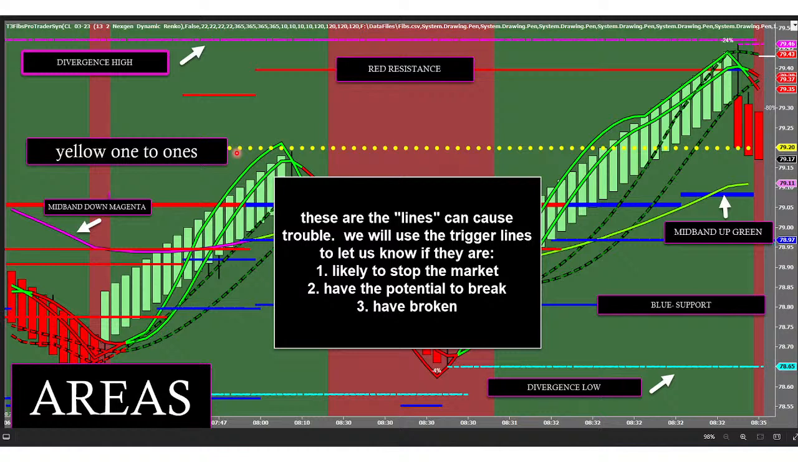And then you're going to use your T3 trigger lines, the same ones that create momentum, and you will understand whether they are likely to stop the market, whether they have the potential to break, or whether or not they've broken.